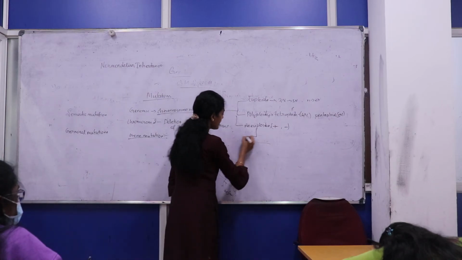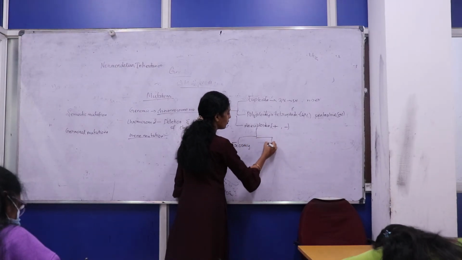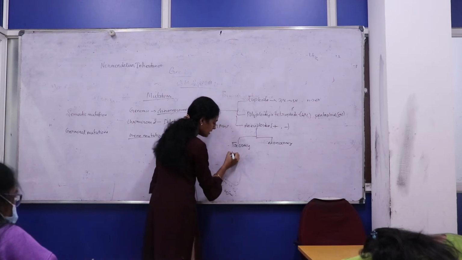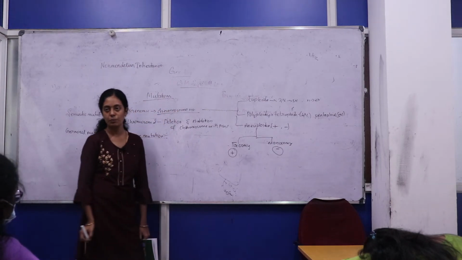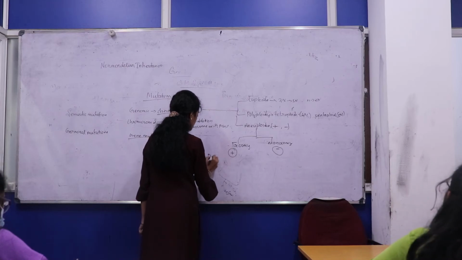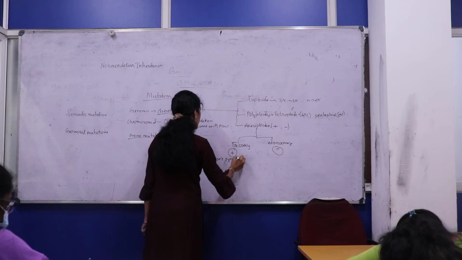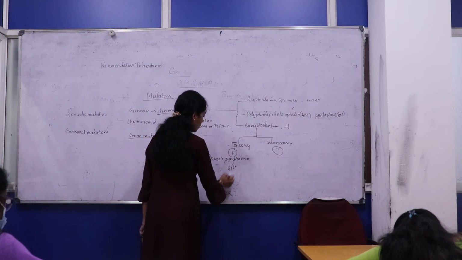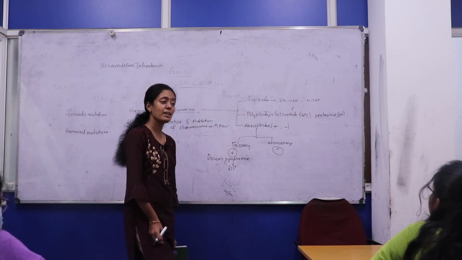So aneuploidy is of two types: trisomy and monosomy. Trisomy is addition of a chromosome, monosomy is deletion of a chromosome. One best example for trisomy is Down syndrome. Down syndrome has which chromosome extra? The 21st chromosome. We also call Down syndrome 21st trisomy.